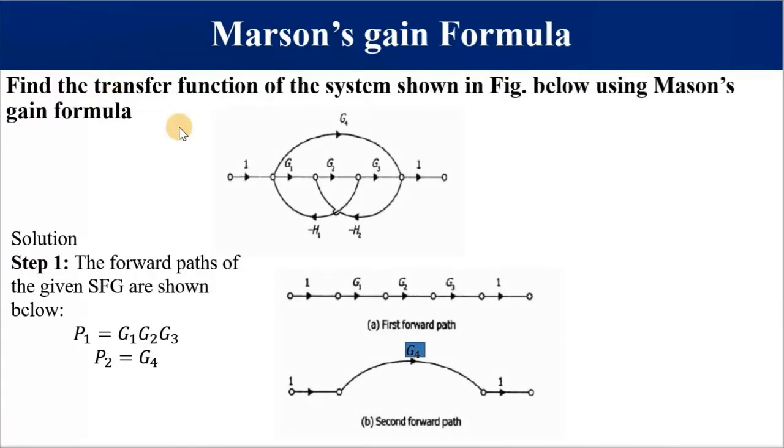Another question. We've got a signal flow graph, and the question says find the transfer function of the system, which is this system, using Mason's gain formula. The first step, the forward paths of the given signal flow graph are shown. This is the first forward path, it simply goes straight, and please take note that we've included dummy loads there, but we don't care. Then the other forward path is from there to there to there, and this is our forward path. You are done. You get marks for these, even if you eventually fail to find the overall transfer function. You get marks for this.